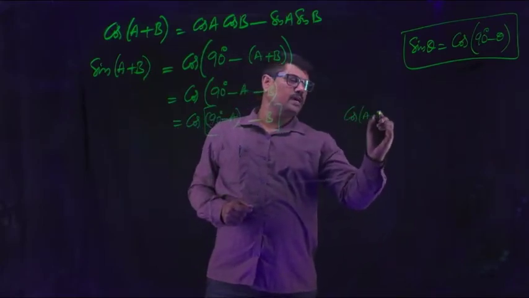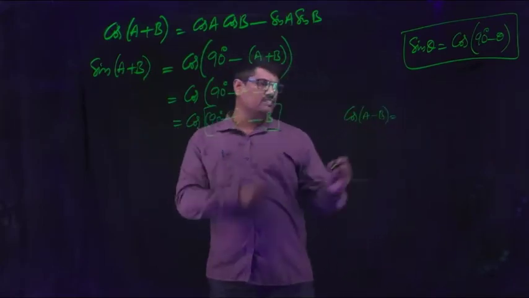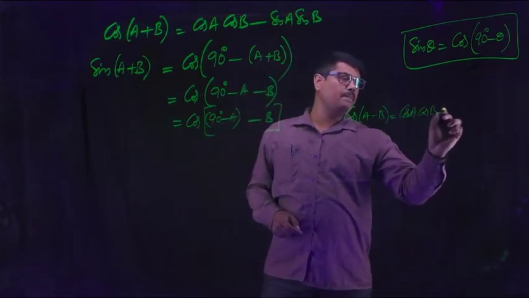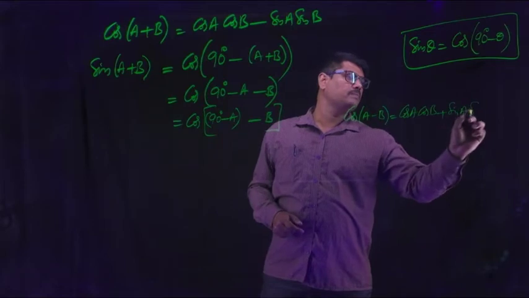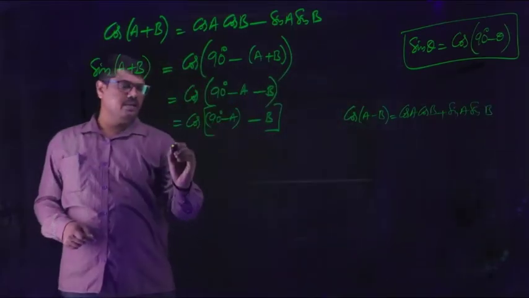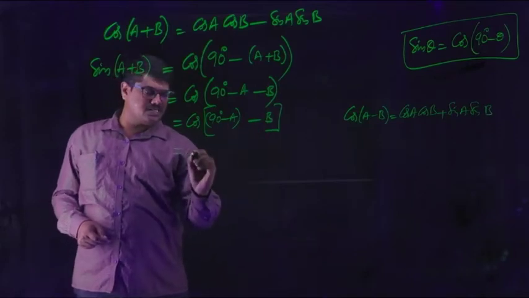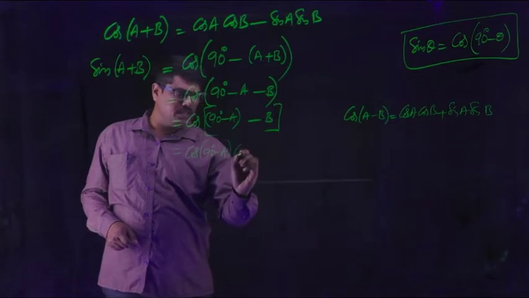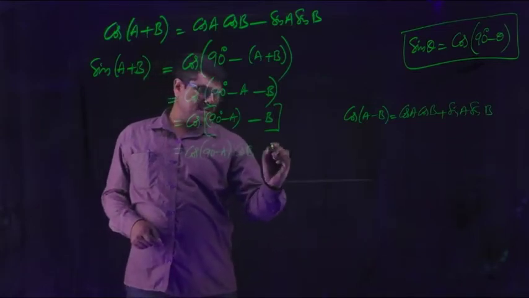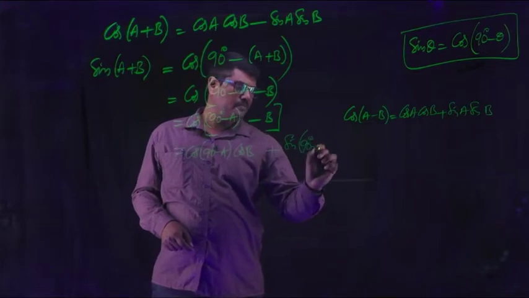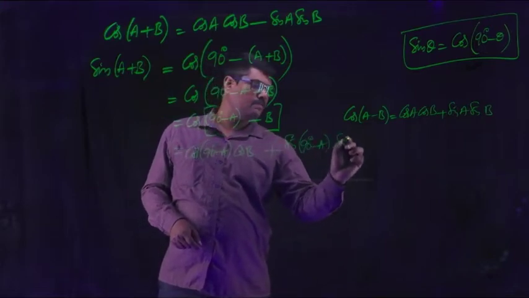It seems to be cos A minus B. Already we discussed about it. Cos A minus B is cos A cos B plus sin A sin B. Now treating this one as cos of A minus B and applying its formula, cos A here 90 minus A, cos B, plus sin A, sin 90 minus A, sin B.